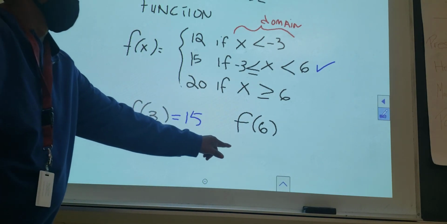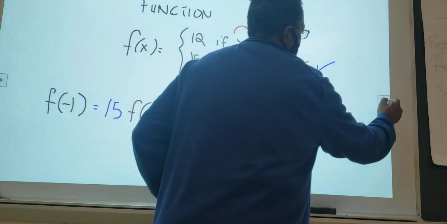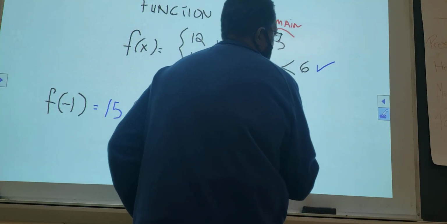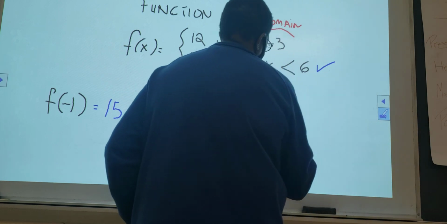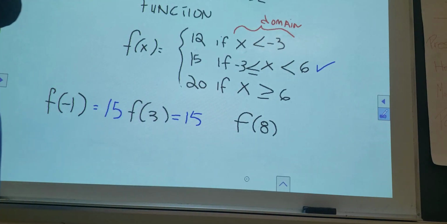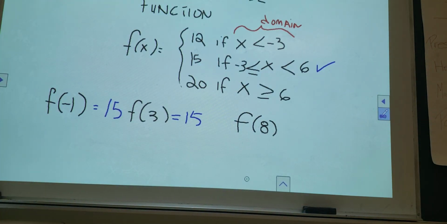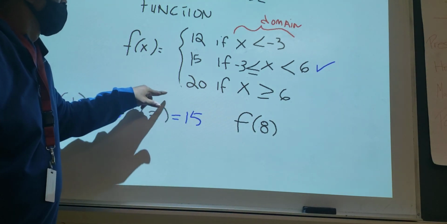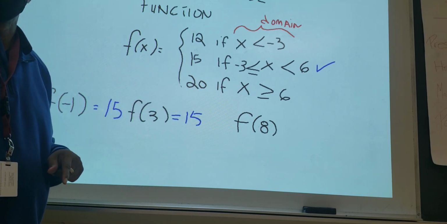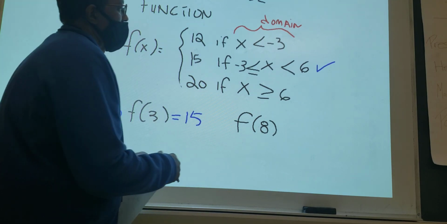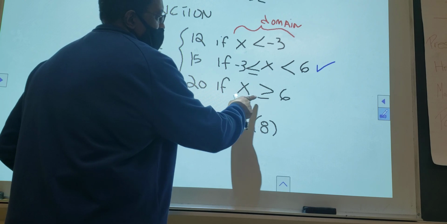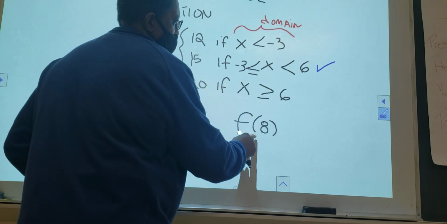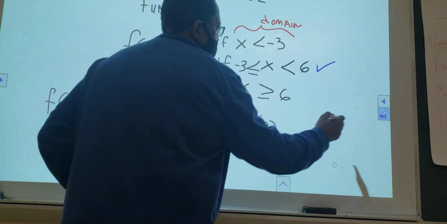Okay, so this says x is equal to, wait a minute, I made a mistake on this one again. Let's say this is 8. So which one would be first, second, and third? Which function would it be? First, second, or third? Third, okay. Yeah, because whatever x is, it has to be greater than or equal to 6, so it has to be this function, so that's going to be 20.